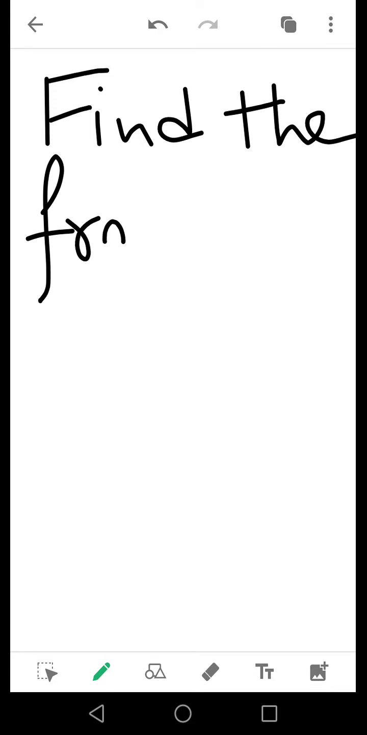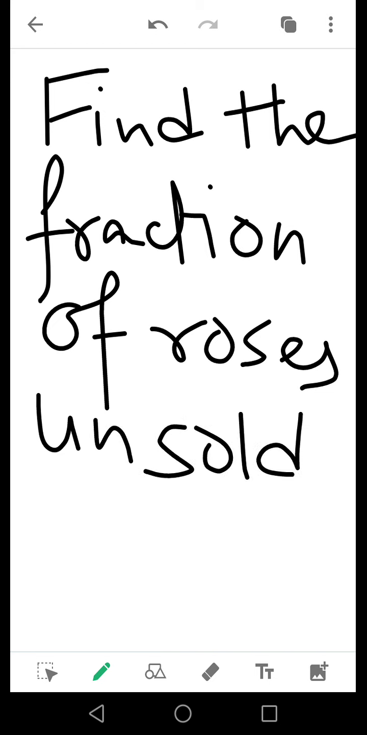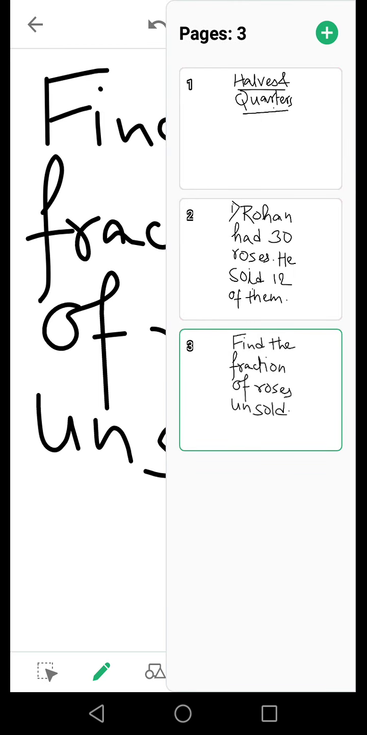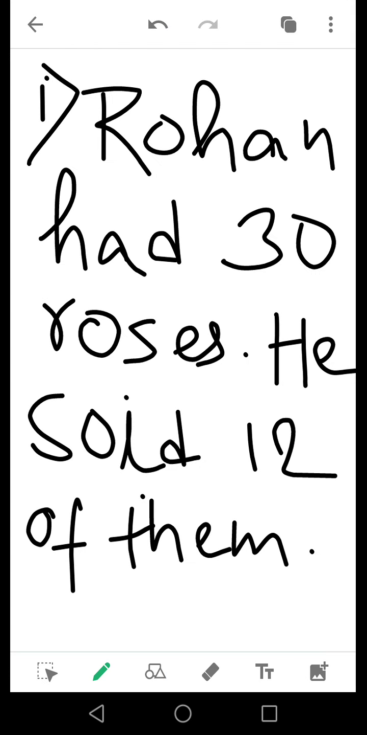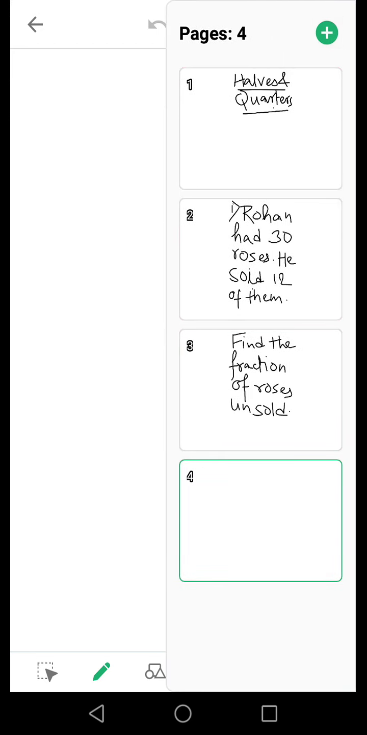Find the fraction of roses unsold. Some of you might have already got the answers, those who are very quick in calculations. Let us just recapitulate the question once. Rohan had 30 roses, he sold 12 of them. Find the fraction of roses unsold. Now in order to solve this, we move to the next board.